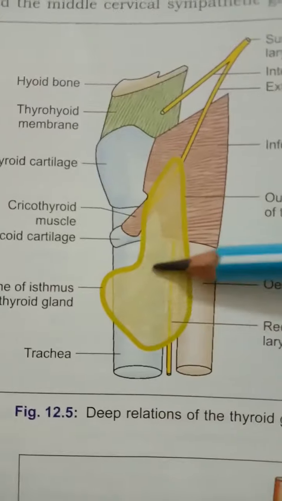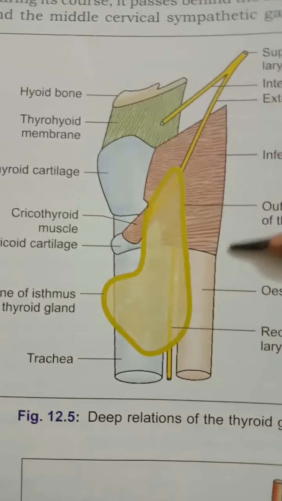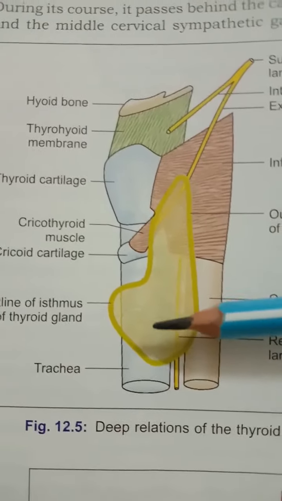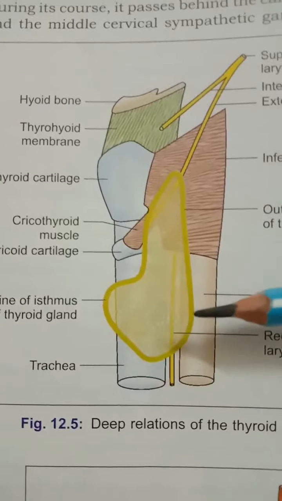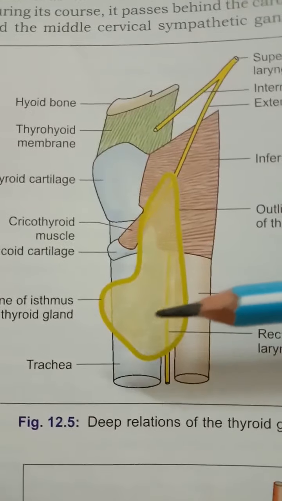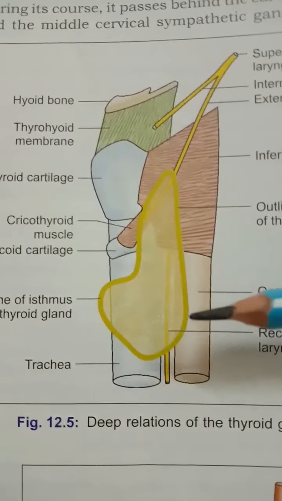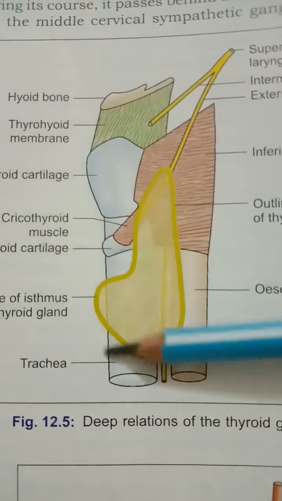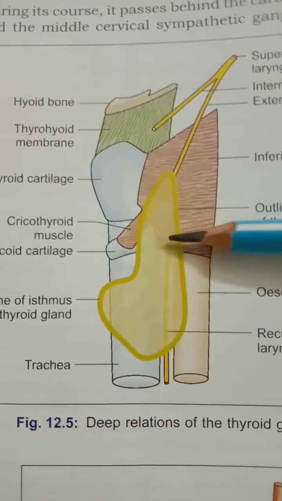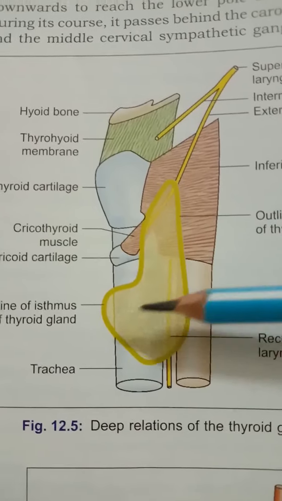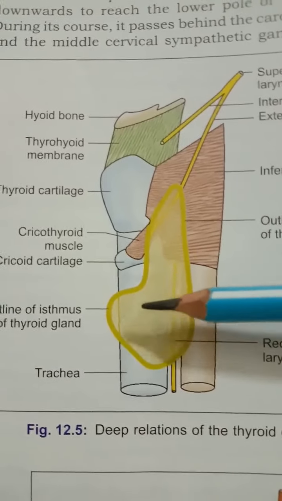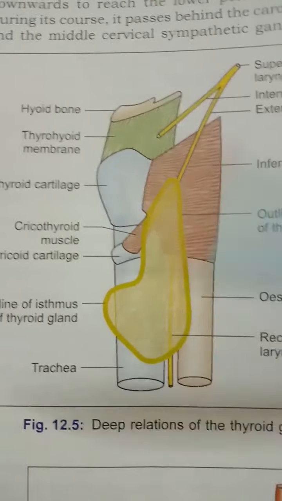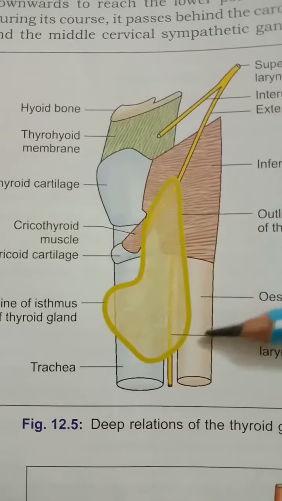Then the posterolateral surface. It is related with the carotid sheath, and its contents are the common carotid artery, the internal jugular vein and the vagus nerve. Then the anterior border. It is thin and separates the superficial surface from the medial surface, and is related with the anterior branch of the superior thyroid artery.